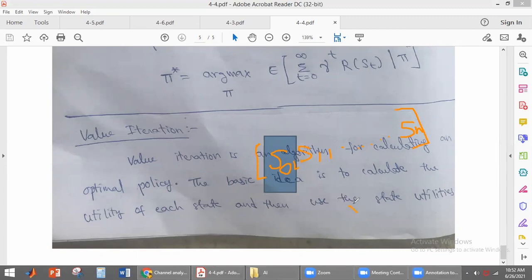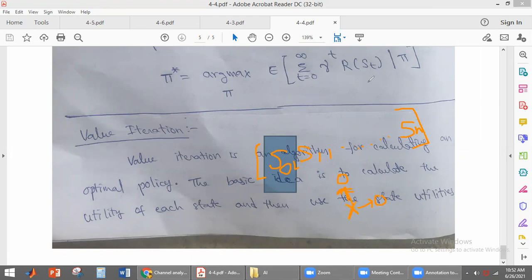For example, if the agent is here, it is having two directions. For example, it can take this direction, either this state or this state it can take. Which state will be considered here? The state which is having the highest utility value will be considered, so that the agent will be taking an action to reach the state which is having the highest utility value. So what action the agent is taking, that action is called optimal policy.